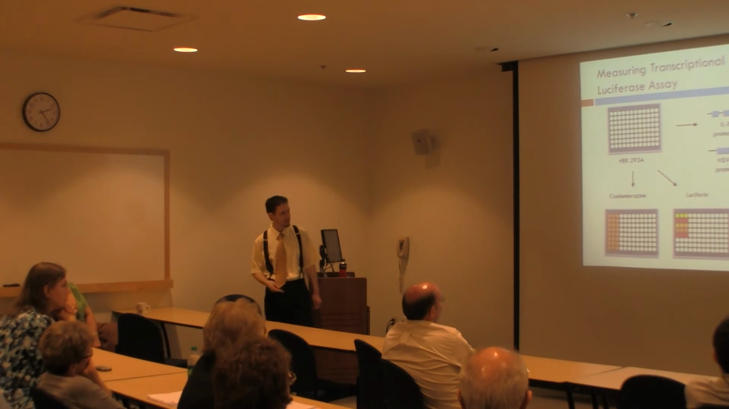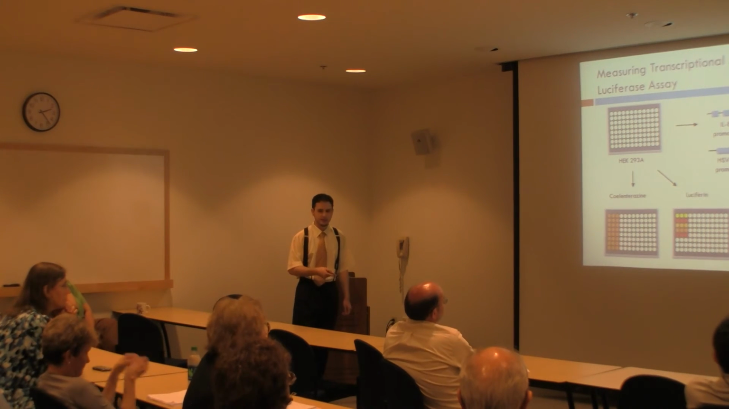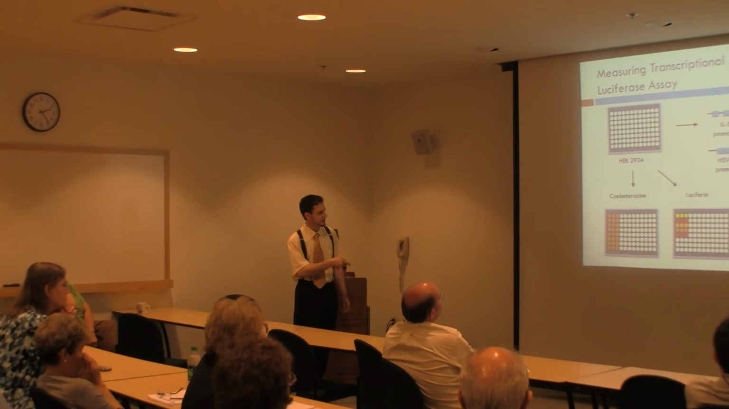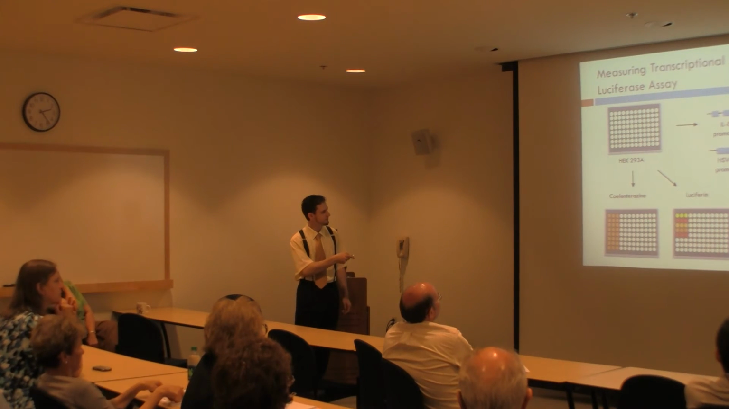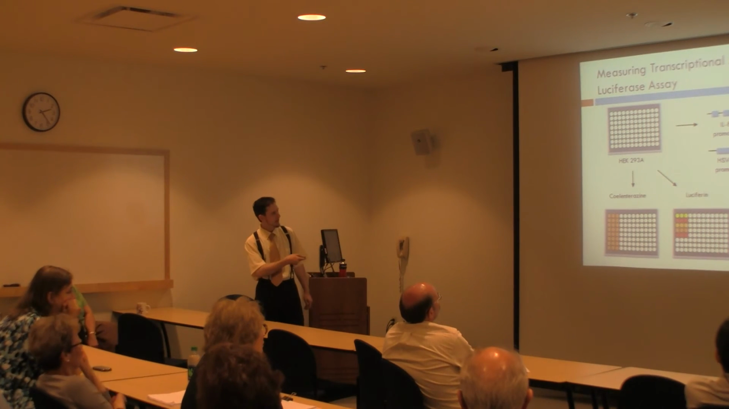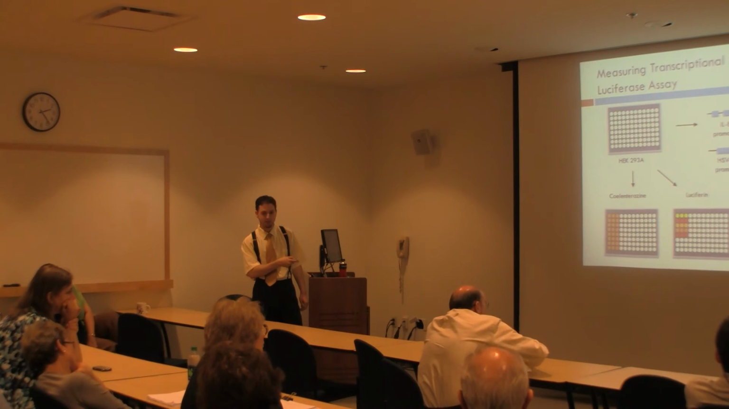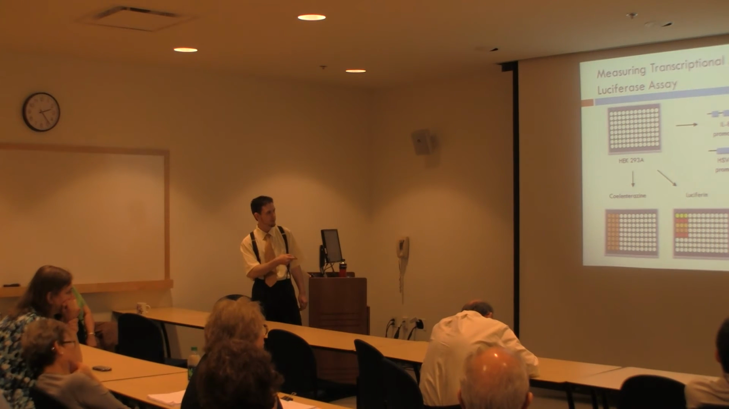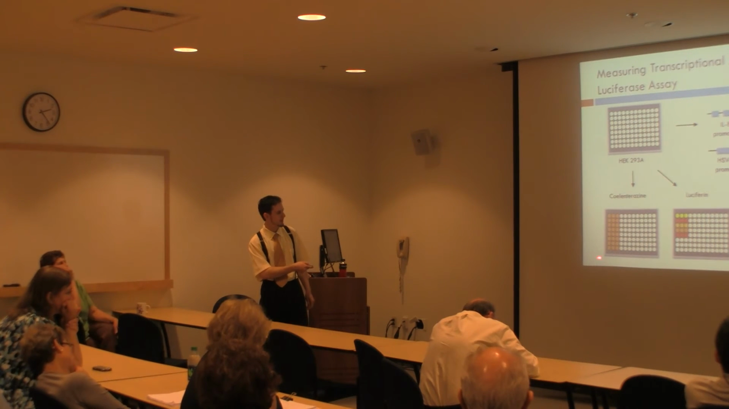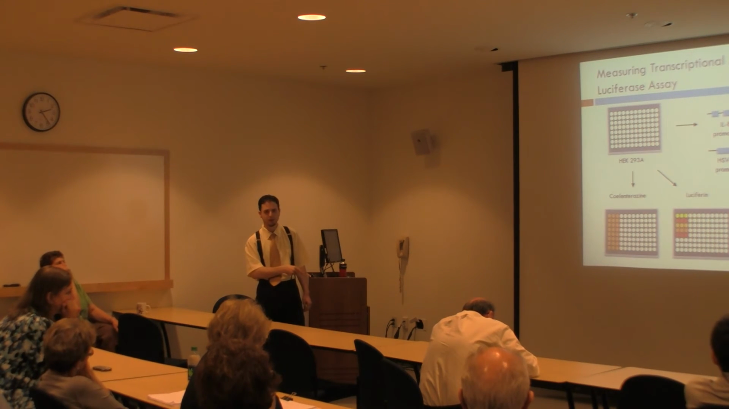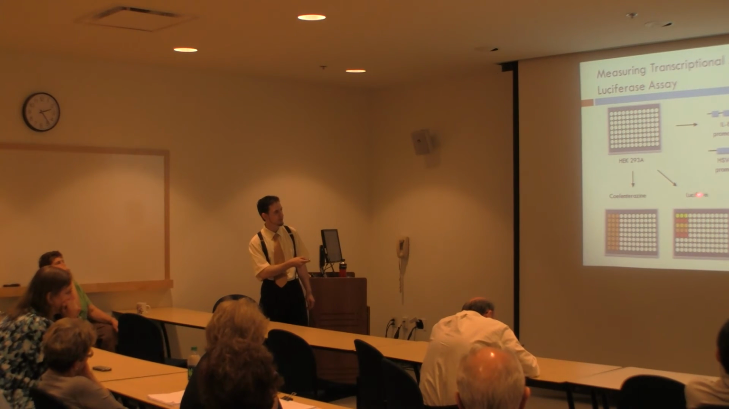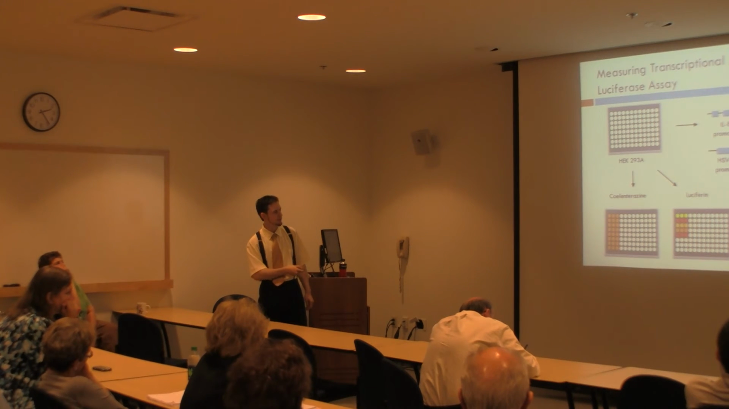At varying time points after infection, we lyse these cells, and we take these lysates and put them on 2 plates. Add coelenterazine to 1 plate. This is the substrate for Renilla luciferase, and produces a basal light signal. And this is our transfection control. We add luciferin to the other, which is the substrate for firefly luciferase.